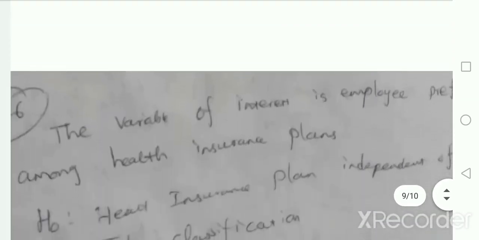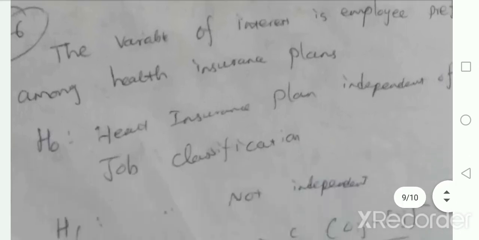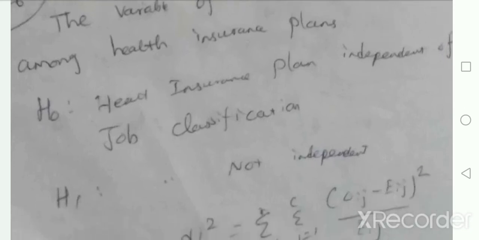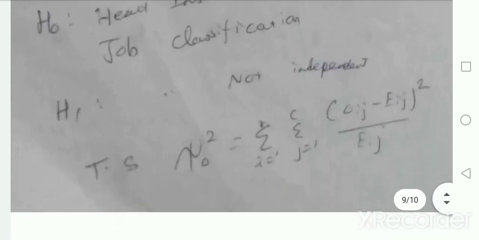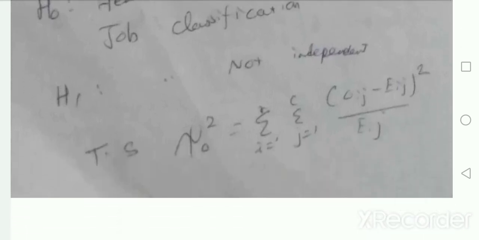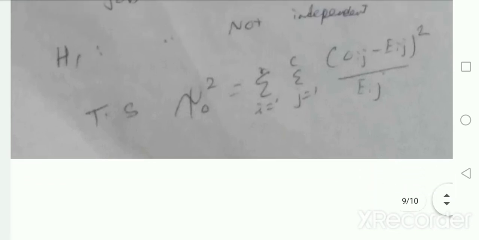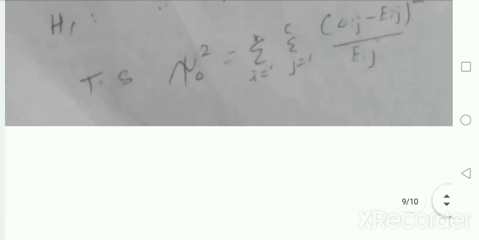So here we consider the parameter to test independence. Here H naught is the null hypothesis: the health insurance plan preferences are independent of job classification, and H1 is that the health insurance plans are not independent of job classification. And the test statistic formula is chi-square naught, the double summation of (Y minus A) whole squared divided by A. For this formula we need to find the expected values.